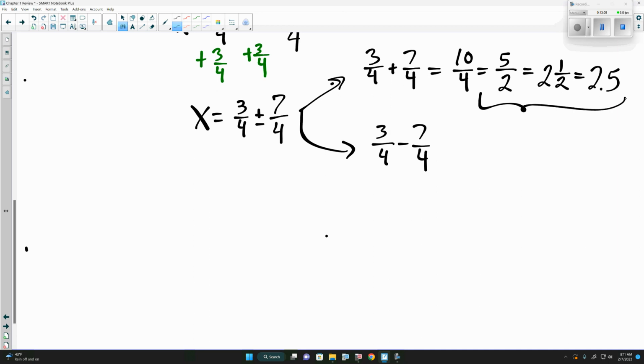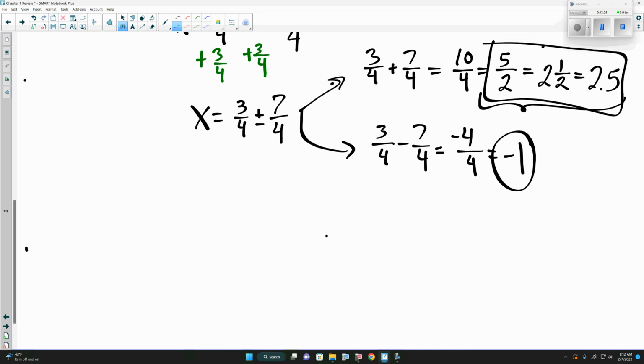Okay? 3/4 minus 7/4. 3 minus 7 is negative 4, which is negative 1. So our solutions are negative 1 or one of those three: 5/2, 2.5. Any of those will work. You just need to pick which one you want to use.